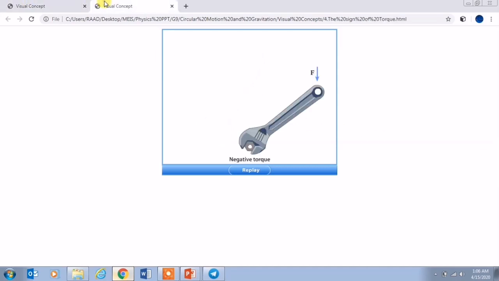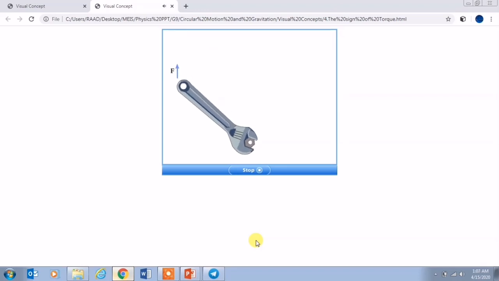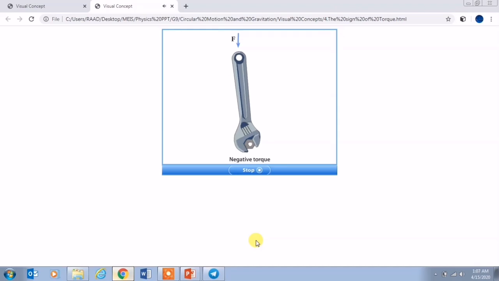Now this is about the sign of torque. Torque, like displacement and force, is a vector quantity. It has both magnitude and direction. However, if we assign a positive or a negative sign to the quantity of a torque to indicate its direction, we can treat torque as a scalar. The convention we will use is that the sign of the torque is positive if the applied force tends to cause a counterclockwise rotation. If the applied force rotates the object in the clockwise direction, the torque is negative.